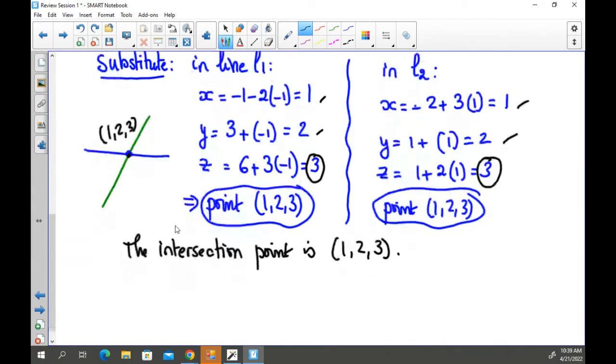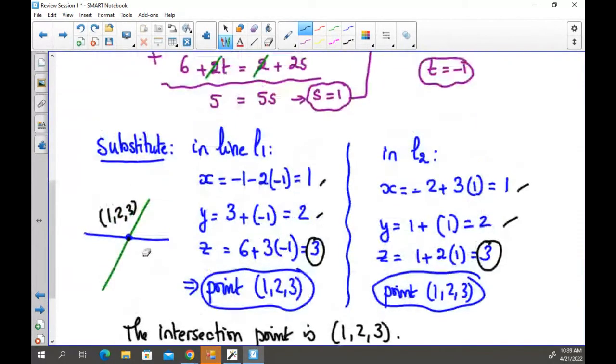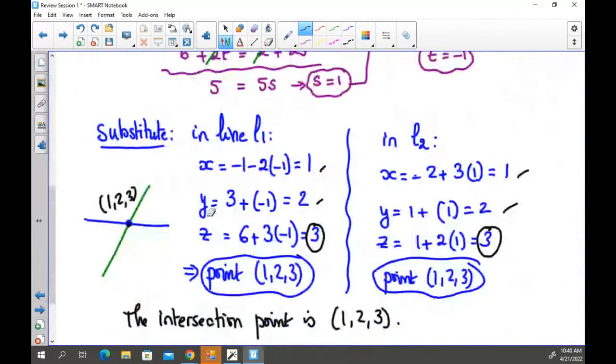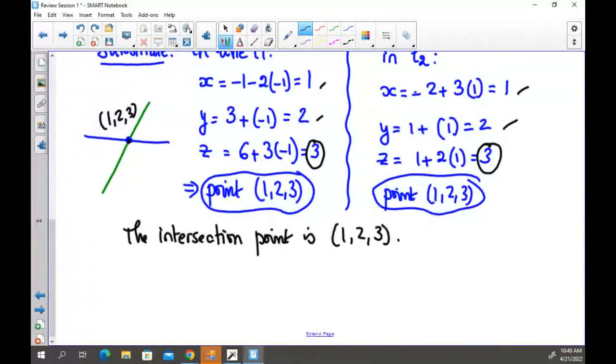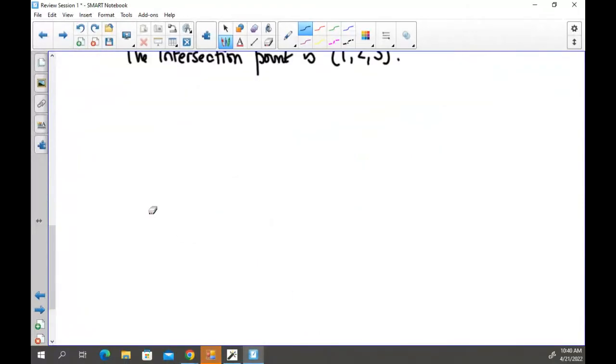Yeah, non-parallel, non-intersecting. Okay. Now, there is a second part. So that's the intersection. No problem. Now I want to find the equation of the plane containing L1 and L2. So that's the second part of this question. So part B.